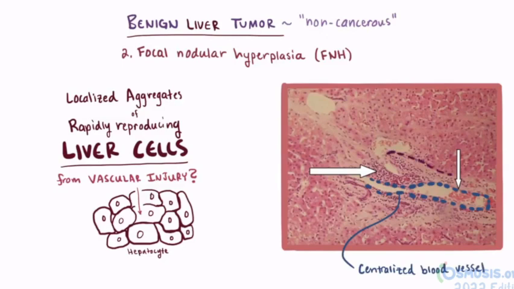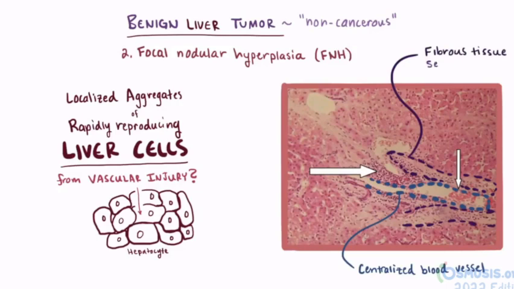And further supporting this vascular injury hypothesis is that there's almost always a characteristic gross finding of centralized fibrous scar tissue produced by stellate cells. On histology, you'll often find this fibrous tissue as well, sometimes called fibrous septae, which means wall or separation.